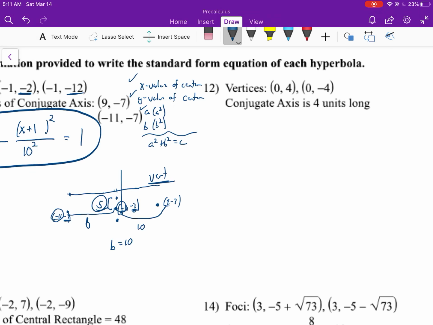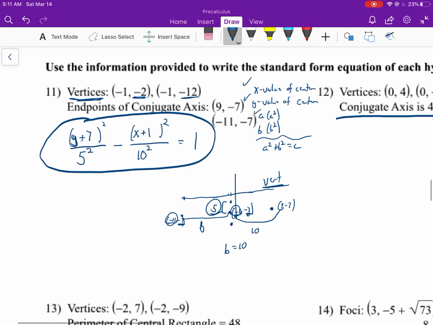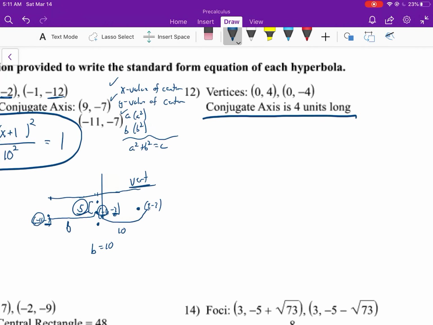Number 11 would be similar. It gives you that the conjugate axis is 4 units long. So a little bit different than the endpoints of the conjugate axis, but that just means B will equal 2 units when you get to that point. I'm not going to go through 12 completely, but that should get you started.